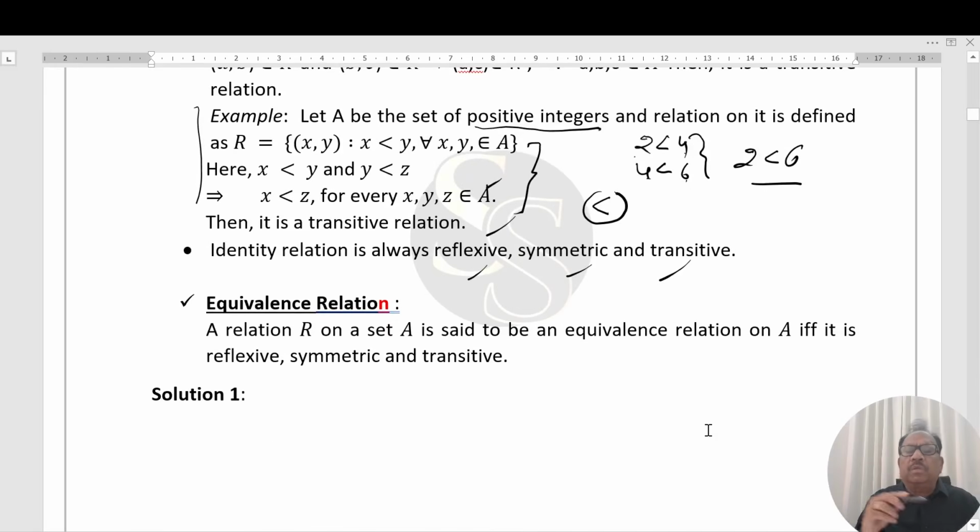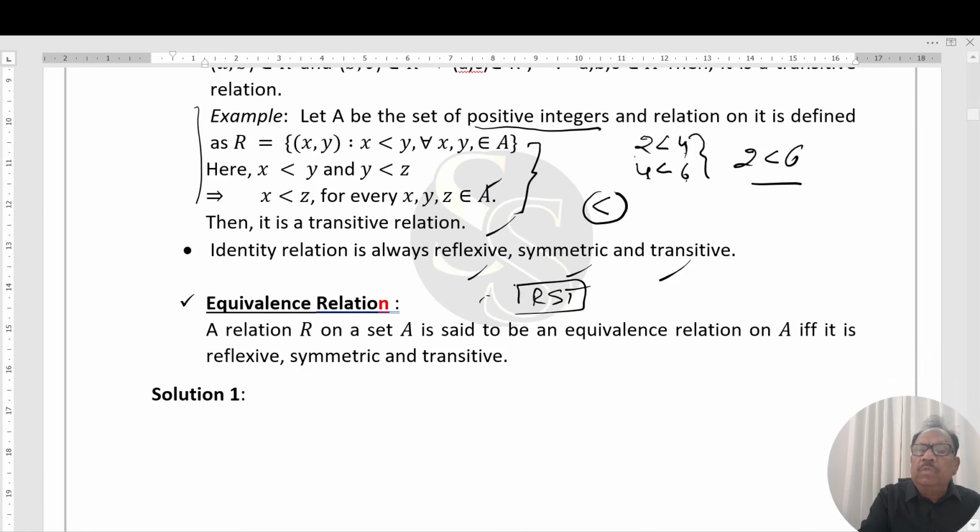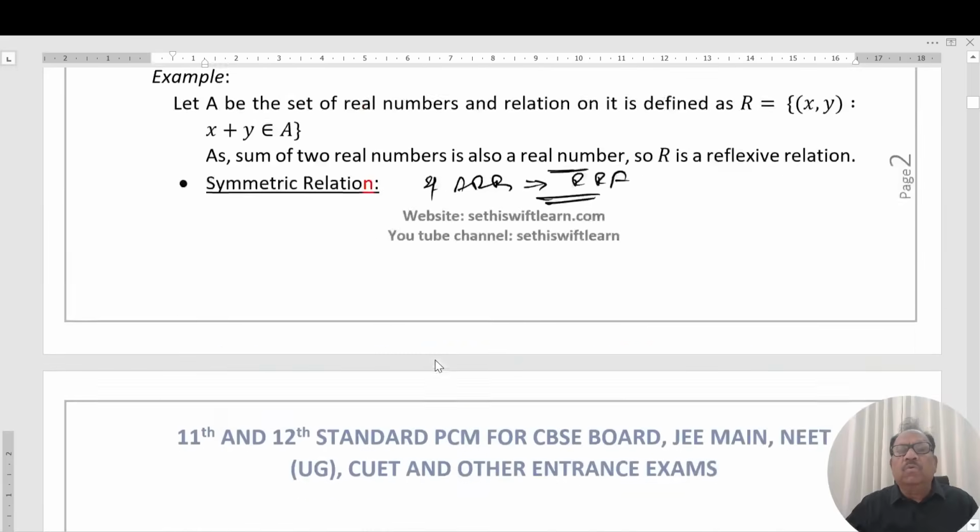Now, equivalence relation. An equivalence relation is that relation which satisfies the conditions RST. RST means it should be reflexive, S for symmetric, T for transitive. Right? Now let's start the question.